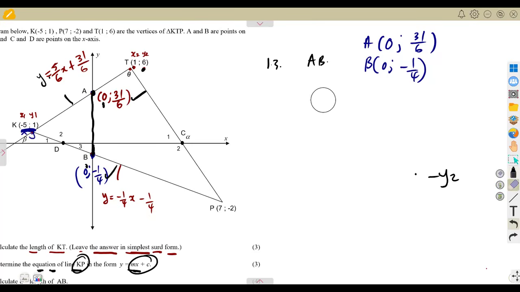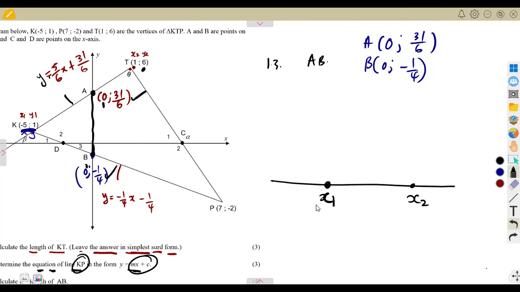If they were lying on a horizontal line, what would happen? On a horizontal line, you would be talking about the x values. The x value at this point, don't worry about the y values. Both the y values will be the same, but the x values are the ones that are different.